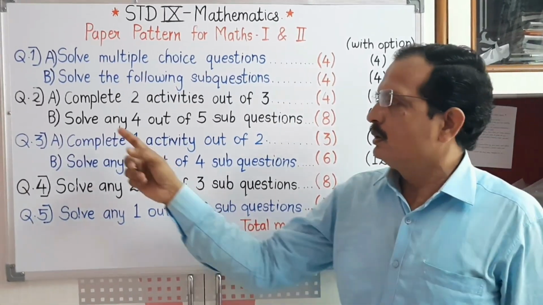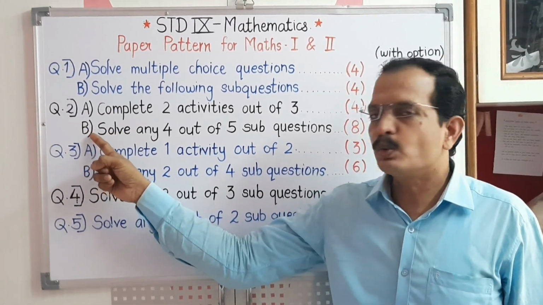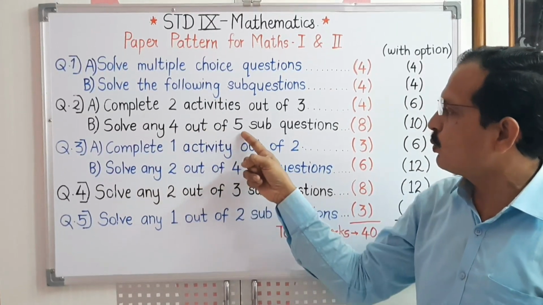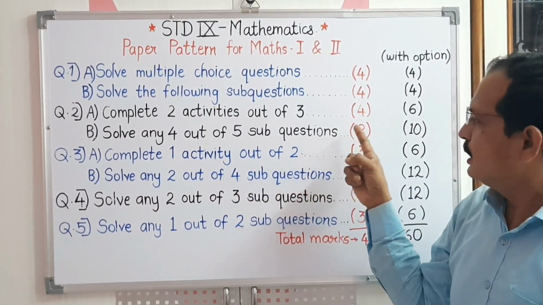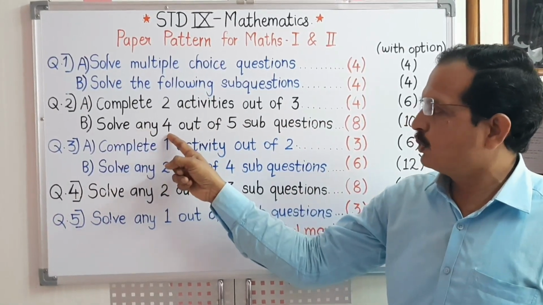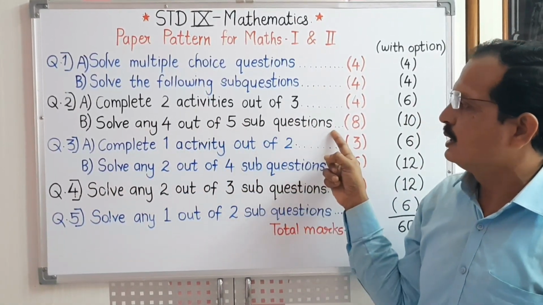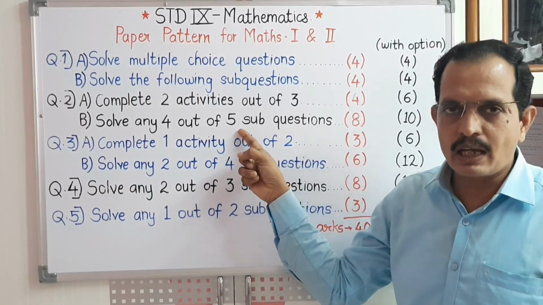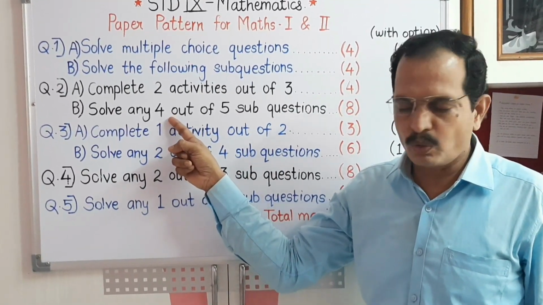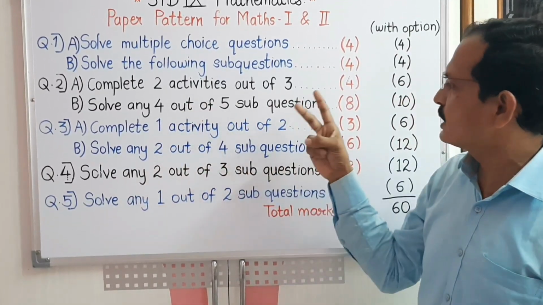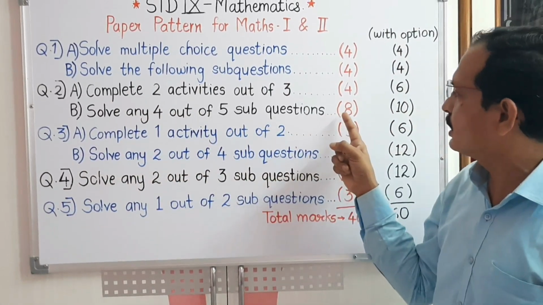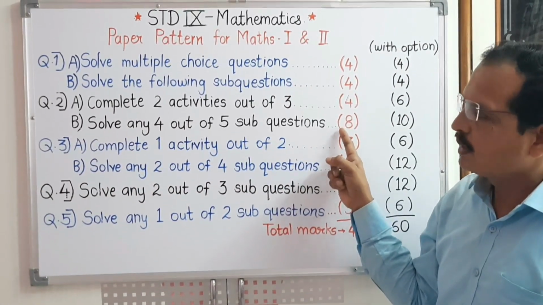Then, students, question number 2B is there. Solve any 4 out of 5 sub questions and it carries 8 marks. That means 5 sub questions are given and out of those 5 sub questions we have to solve 4. Each sub question carries 2 marks. Therefore, question number 2B is for 8 marks.